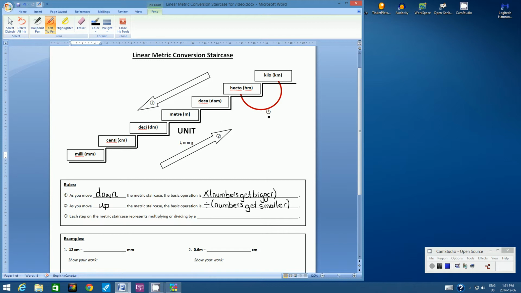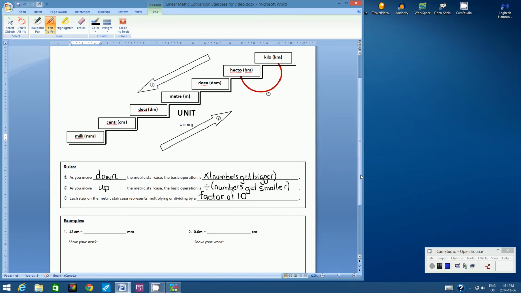So now let's talk about rule number three. Each step on the metric staircase represents multiplying or dividing by a factor of 10. So this jump between kilometers and hectometers represents a jump of multiply by 10 or divide by 10, depending on which direction you're moving on the staircase. So let's see how we use these rules when we look at some examples.